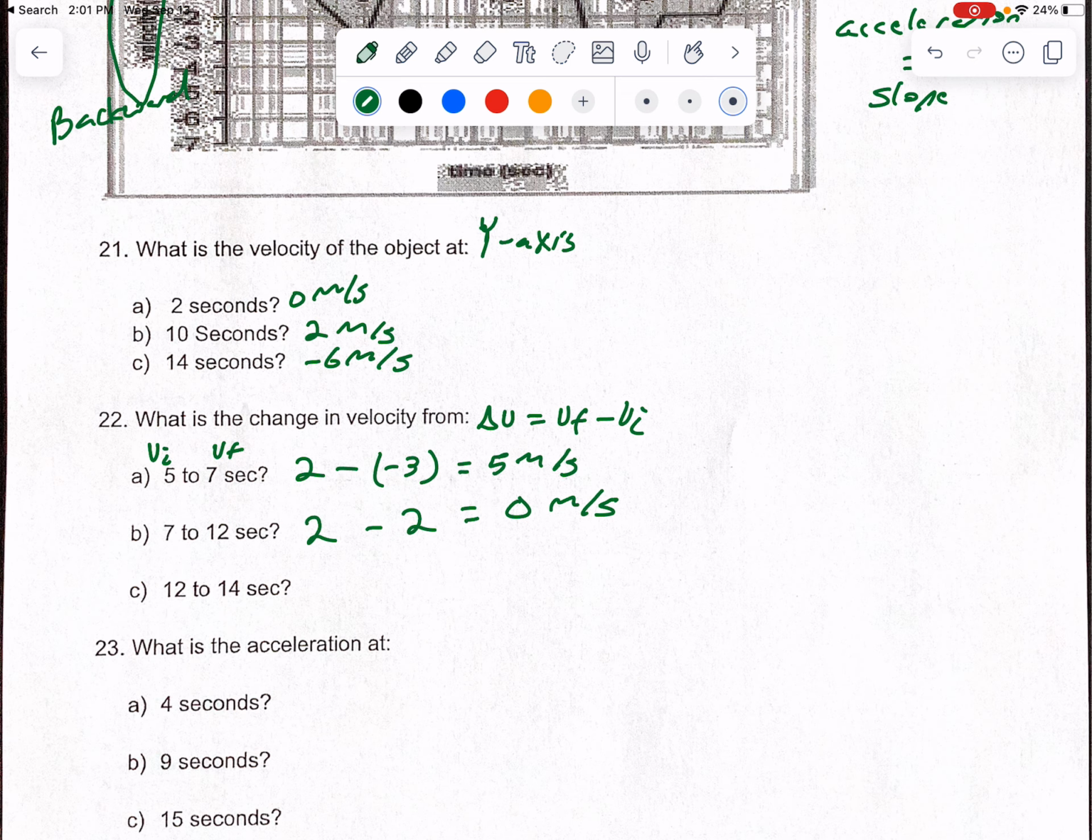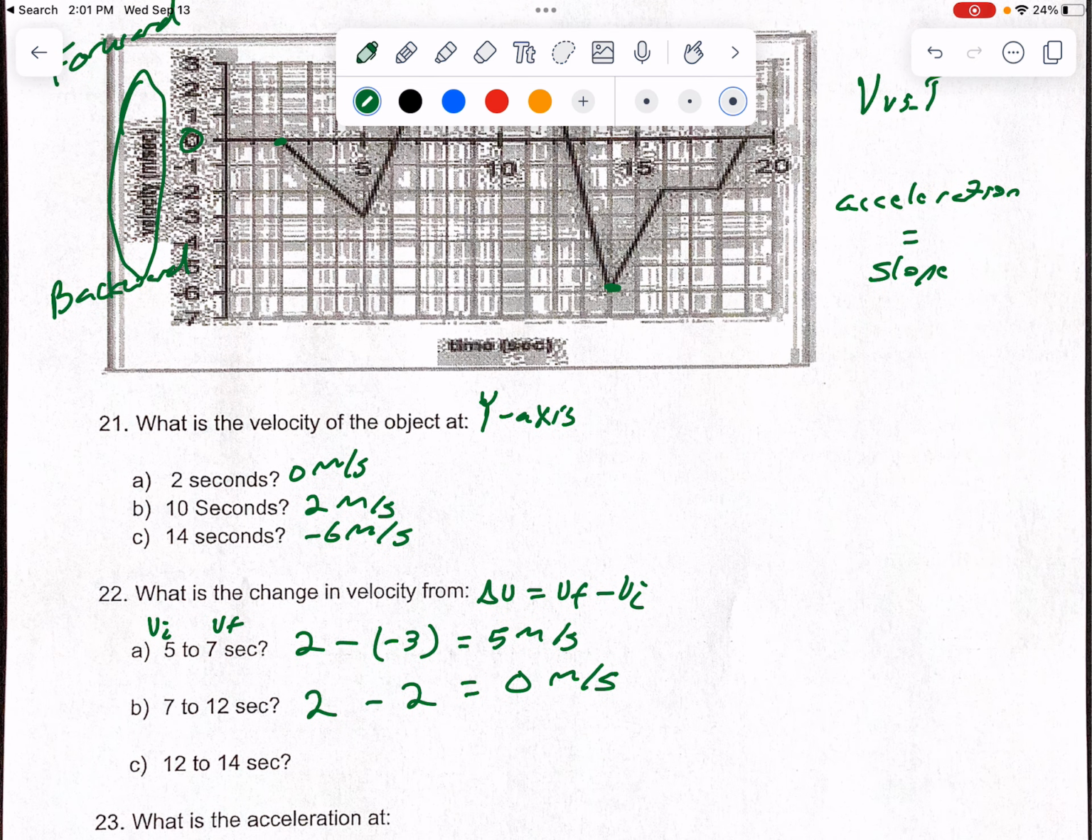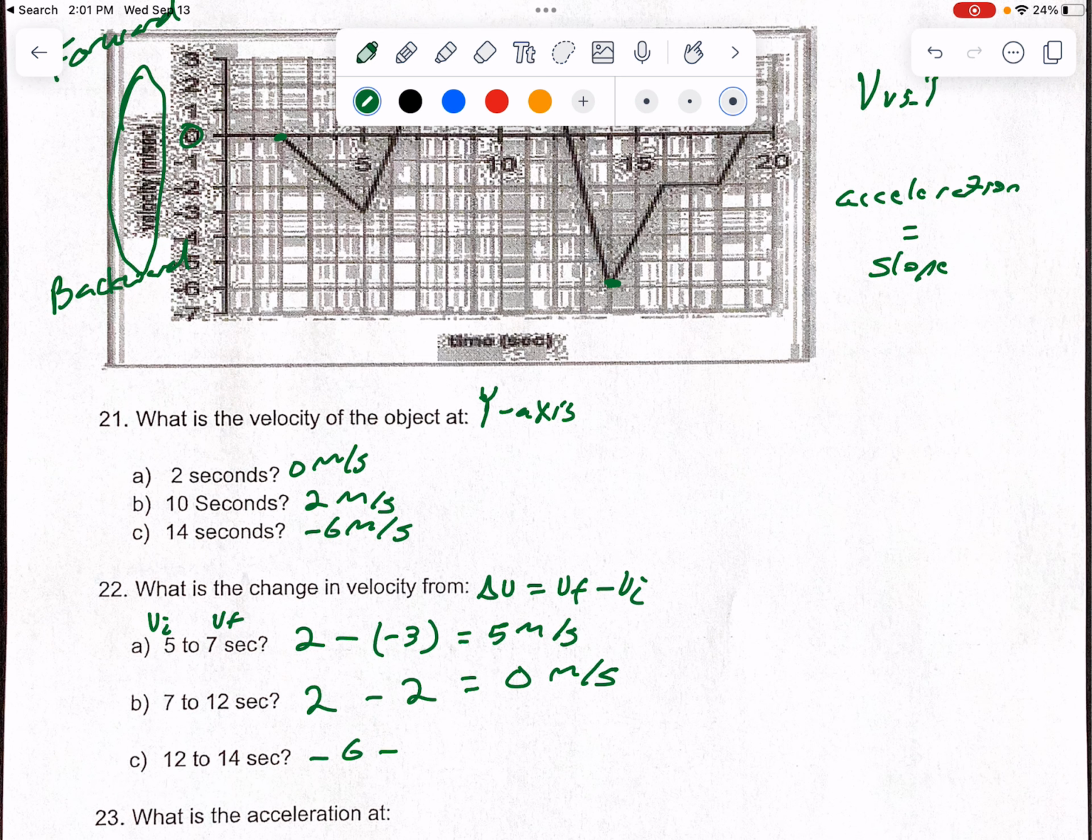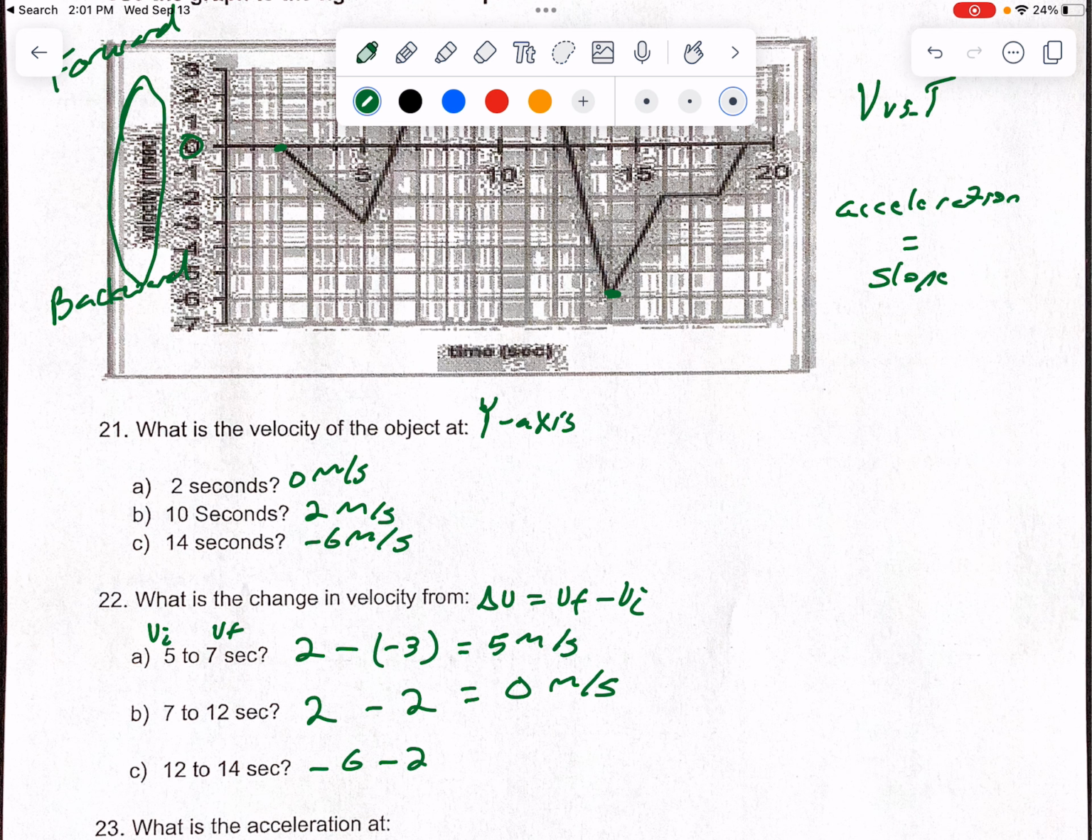C, 12 to 14 seconds. So at 14 seconds, where are you? Okay, so at 14 seconds, you're at -6. Minus, where are you at 12 seconds? So at 12 seconds, you're at 2. So -6 minus 2, that gives you -8 meters per second.